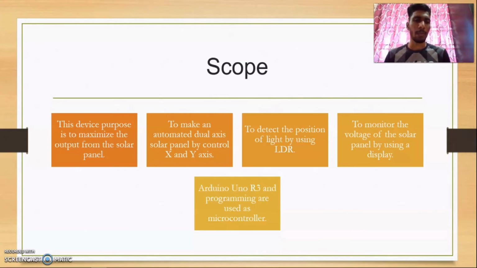Okay, the fourth point will be to monitor the voltage of the solar panel by using a display. So we are using a display, so we can detect the voltage of the solar panel. And lastly, we are using Arduino Uno R3 and programming as the microcontroller. In this case, the Arduino Uno R3 can control the LDRs, switches, motor driver, and many more. So now we can go for the second slide.